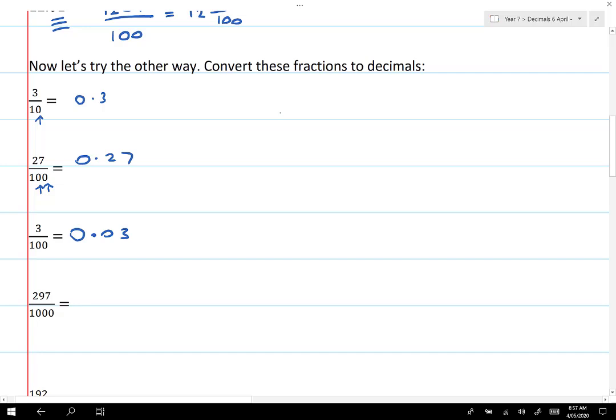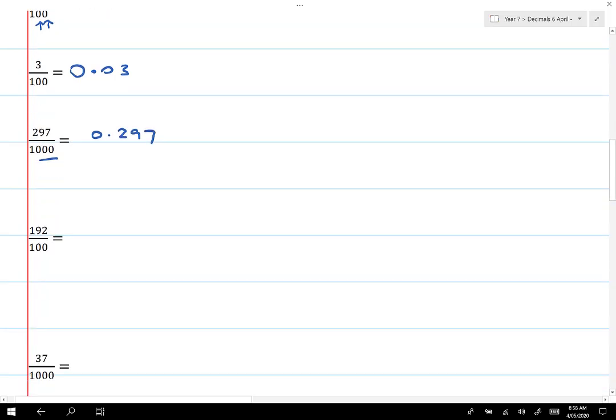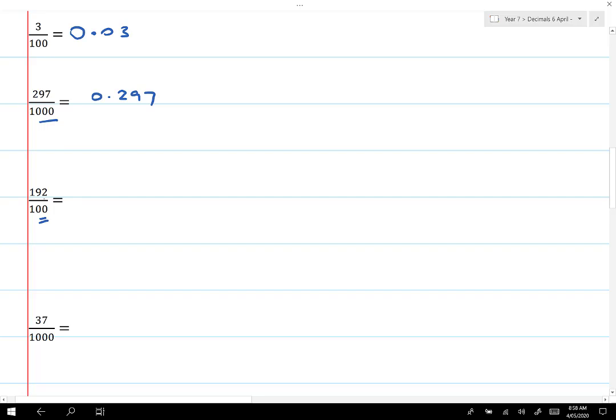So another example over here, let's say I had 7 divided by, let's just be ridiculous, 1, 2, 3, 4, 5 zeros there. So I need 5 decimal points. So the 7 needs to be the 5th number. 1, 2, 3, 4, 5. Okay. How many zeros? How many numbers after the decimal point? 3 zeros. 3 numbers after the decimal point. 2 zeros. Only 2 numbers after the decimal point. But there's 3 numbers, so it goes there.